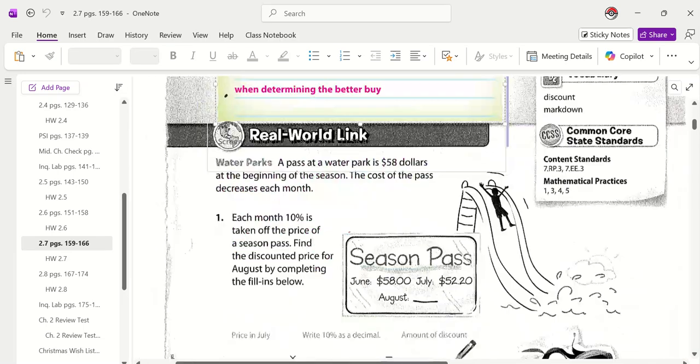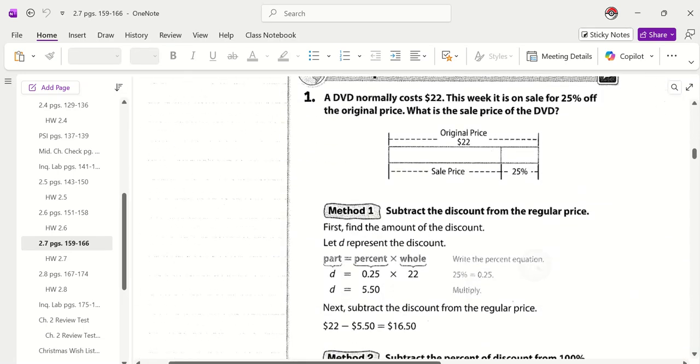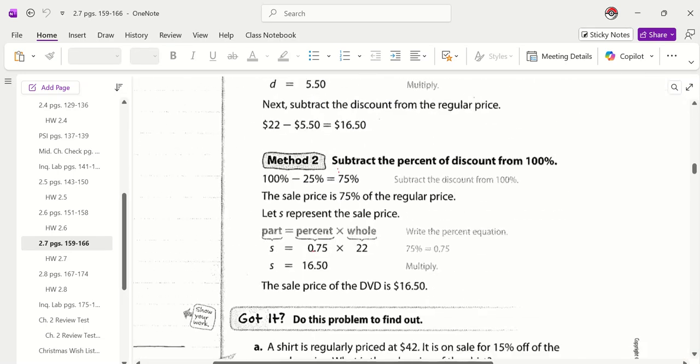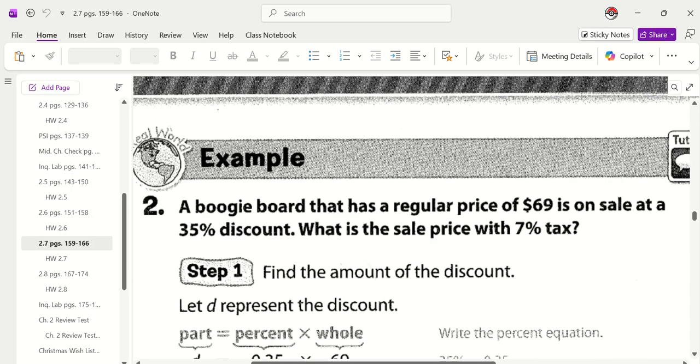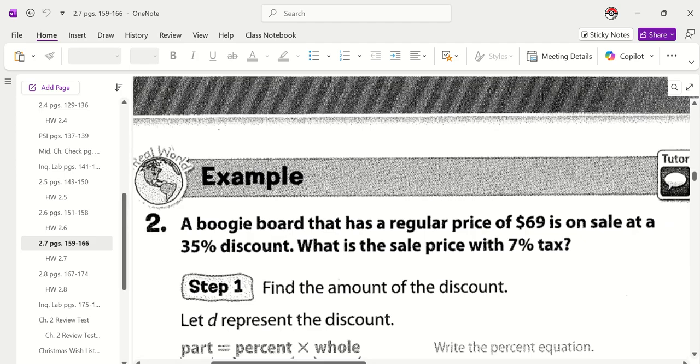Let's do one example. You and your group are going to do this one example. We have a few minutes. Okay, here's the example. And this does involve sales tax. So we're going to do the sales tax when, ladies and gentlemen? After the discount. So let me read the question carefully.